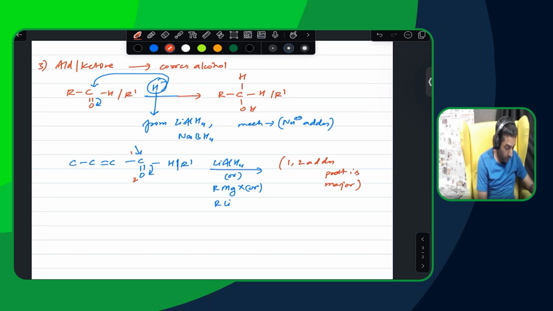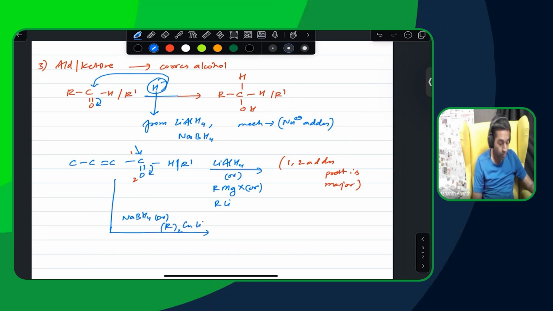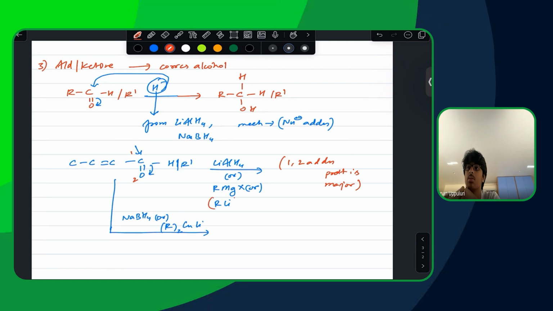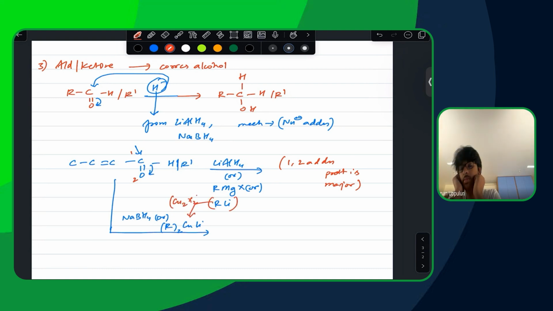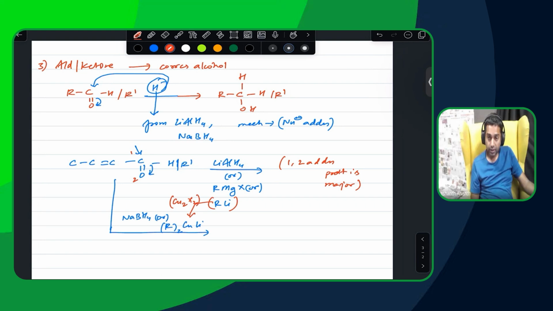Whereas if I took the same compound and hit it with, say, NaBH4, or with R2CuLi. How do you get R2CuLi? You get it by reacting this fellow with Cu2X2. This is your Gilman reagent, correct? So you're going to have this obtained over here. Similarly, I can also use dialkyl cadmium. That also does a similar reaction.